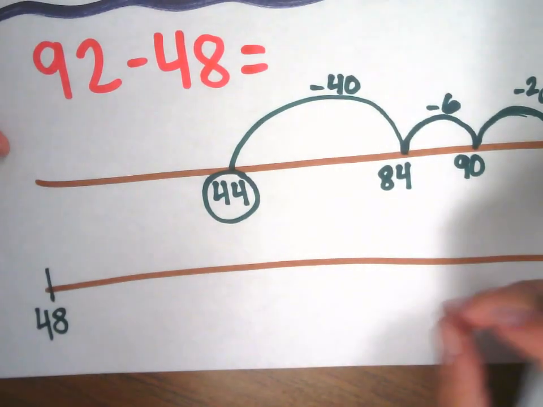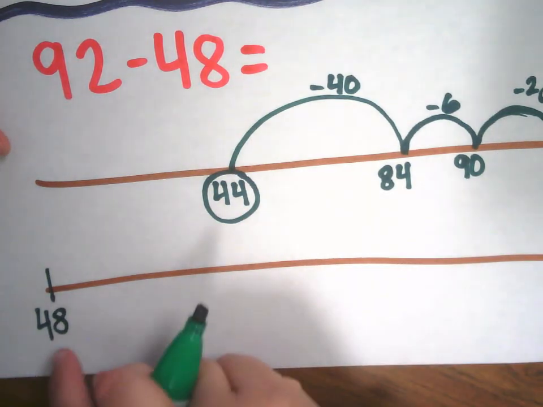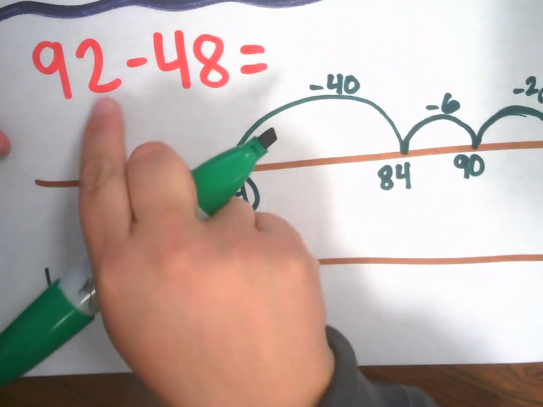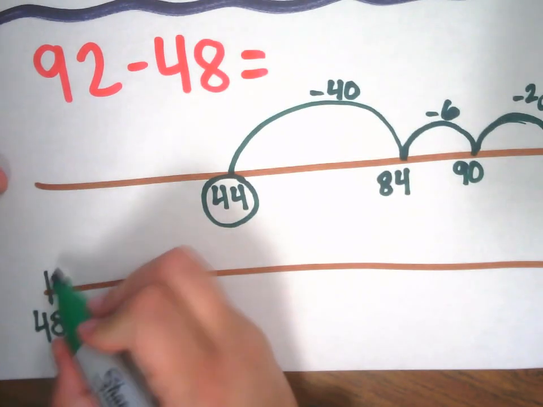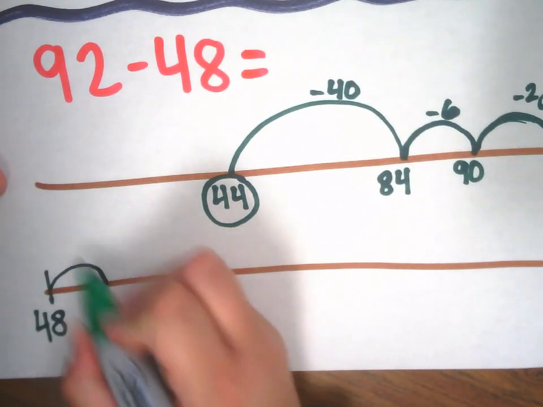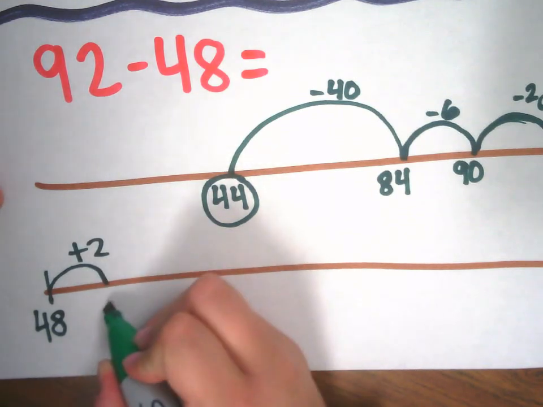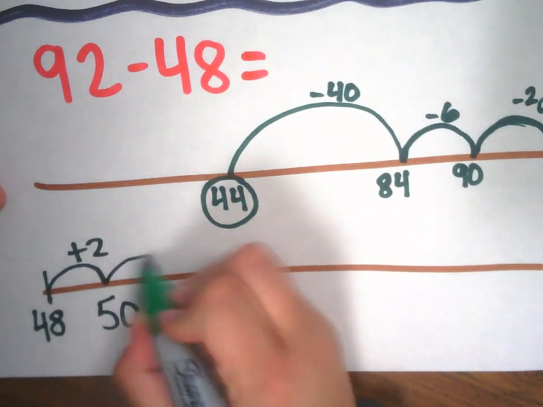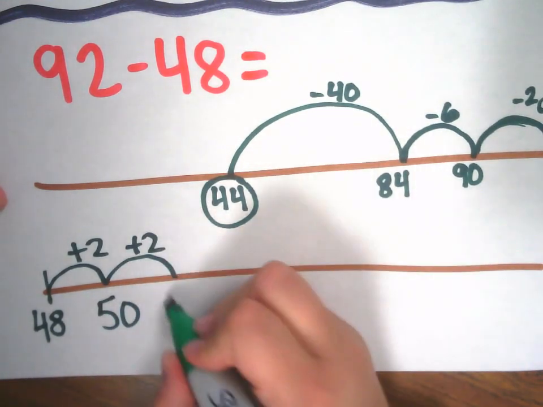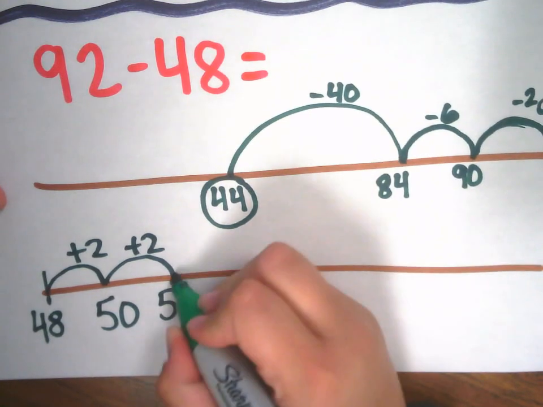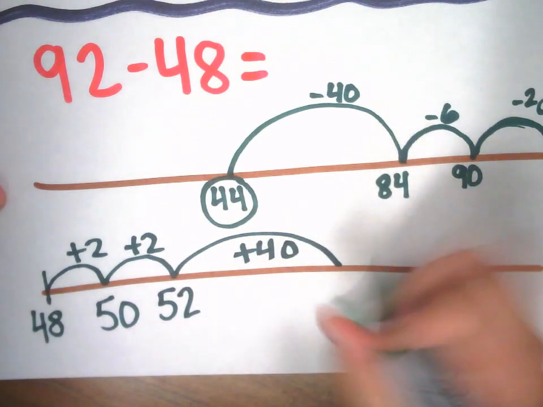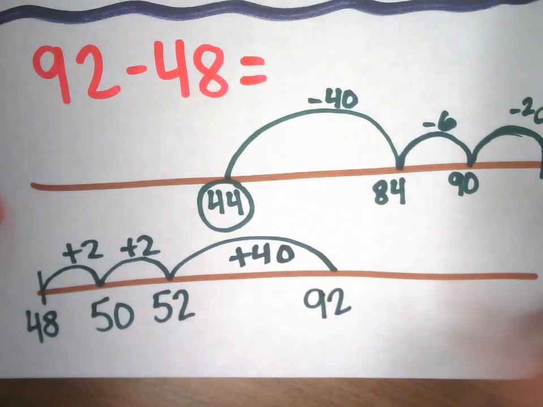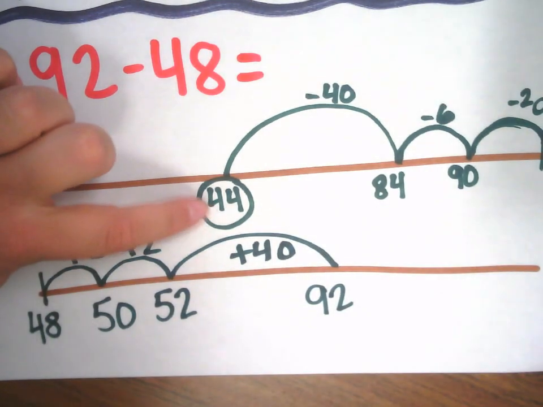So when I do it this way, I like to get my ones to where my final ones need to be. So they need to be at 2. So I'm going to count 2 plus 2 would get me to 50. And then plus 2 more would get me to 52. And then plus, I'm going to do it down here, plus 40 would get me to 92.